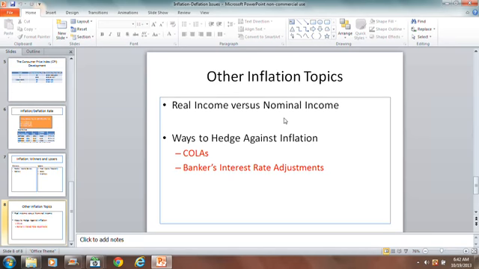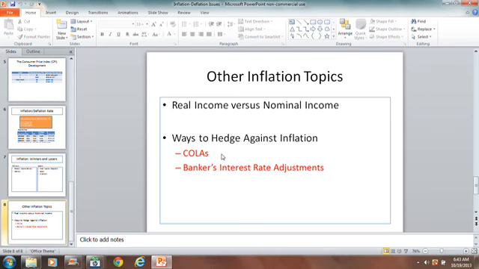Alright, there are many techniques in our economy that are designed to protect different groups against inflation. So we're going to look at a couple of ways to hedge or protect against inflation. One very common way is to use something called a COLA. A COLA stands for cost of living adjustment, and this is simply an income supplement given to the recipient of the COLA.